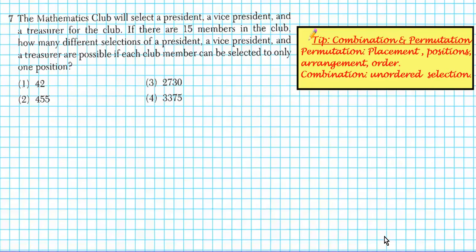Alright, let's take a look at number 7. Number 7 reads, the mathematics club will select a president, a vice president, and a treasurer for the club.